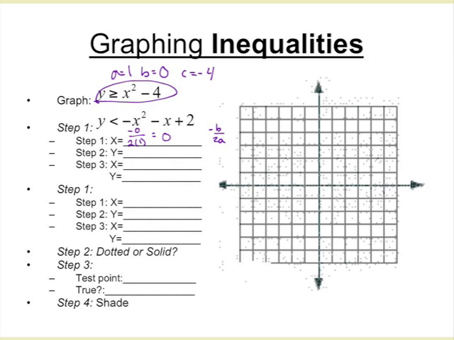Then I plug that in and get negative 4. So 0, negative 4 is my vertex, and that means that's where I get to fold my paper.